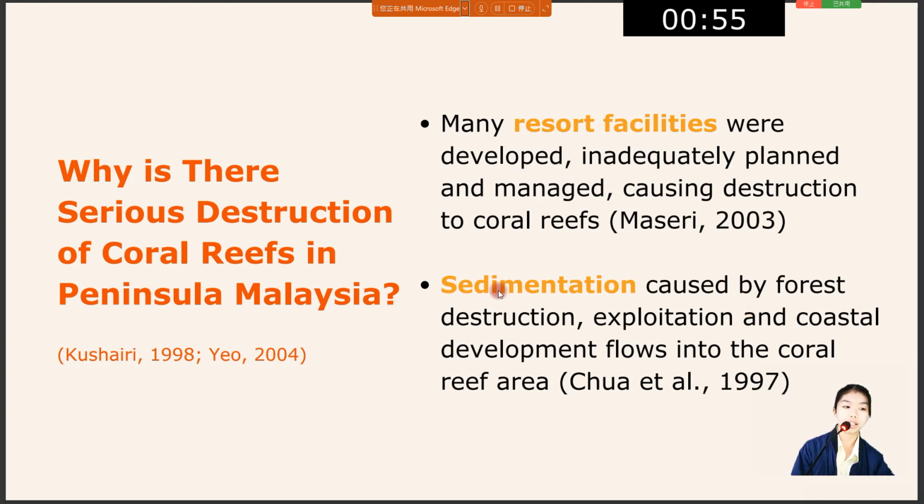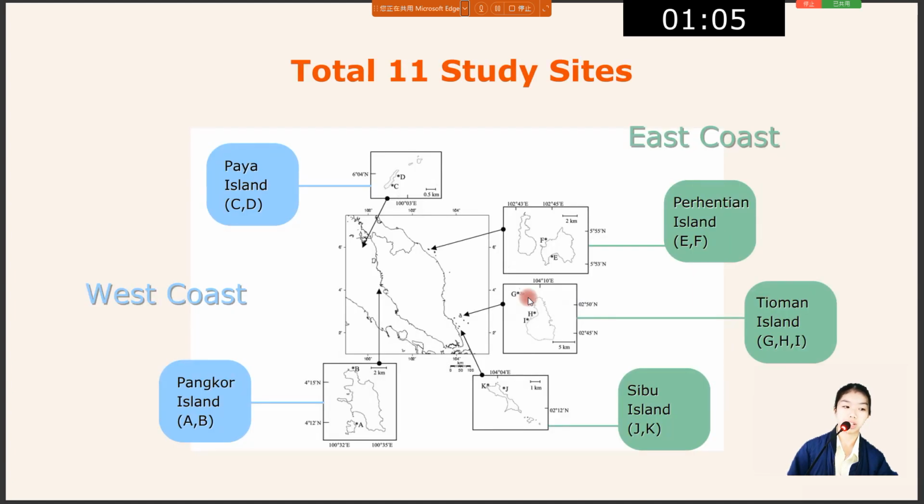Recently, there is serious destruction of coral reefs in Peninsular Malaysia. It's because of the resort facilities built for tourism, and second, because of sedimentation. In this research, we have gone through a total of 11 study sites. They can be split into West Coast and East Coast. For each island, there are about 2 sites, except for Tioman Island, where there are 3 study sites.